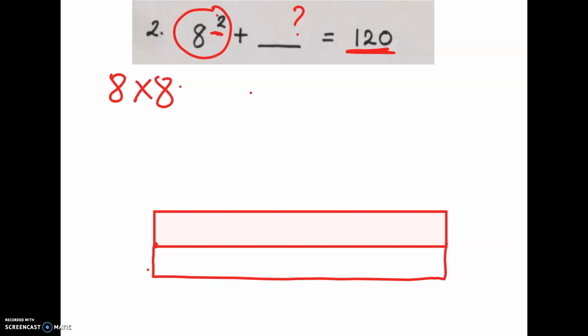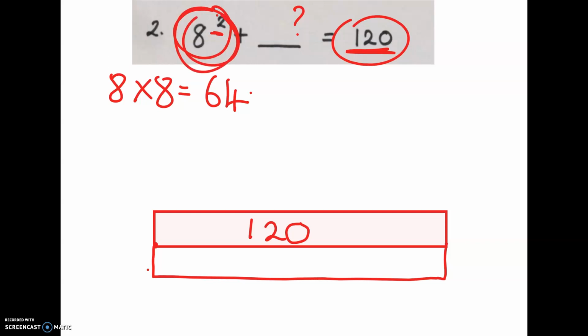Okay, so 8 times 8, your tables, is the square number 64. Now, if we represent this with a bar model and we say this bar is 120, which is our total over here, it is made up by this part here, which is the 8 squared bit, and we now know it's 64, and we now can work out which bit this is by taking away 64 from 120.